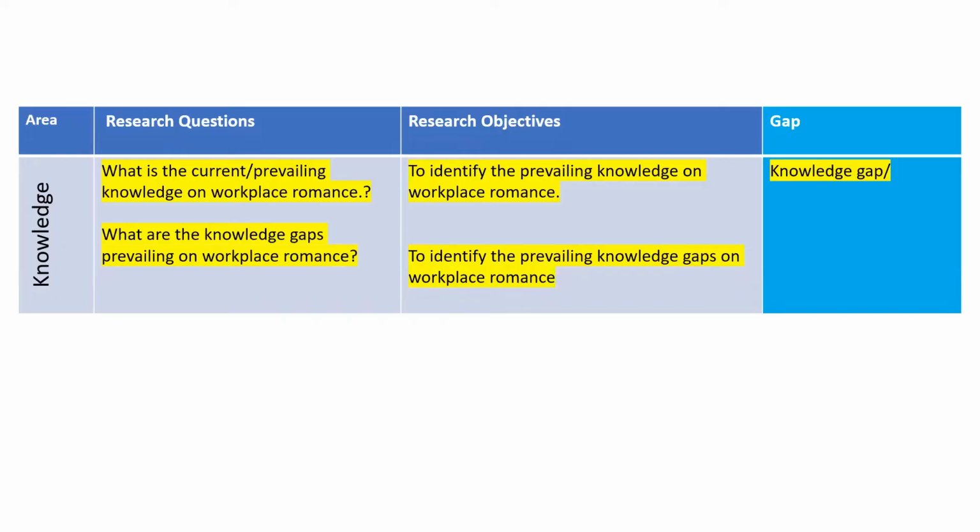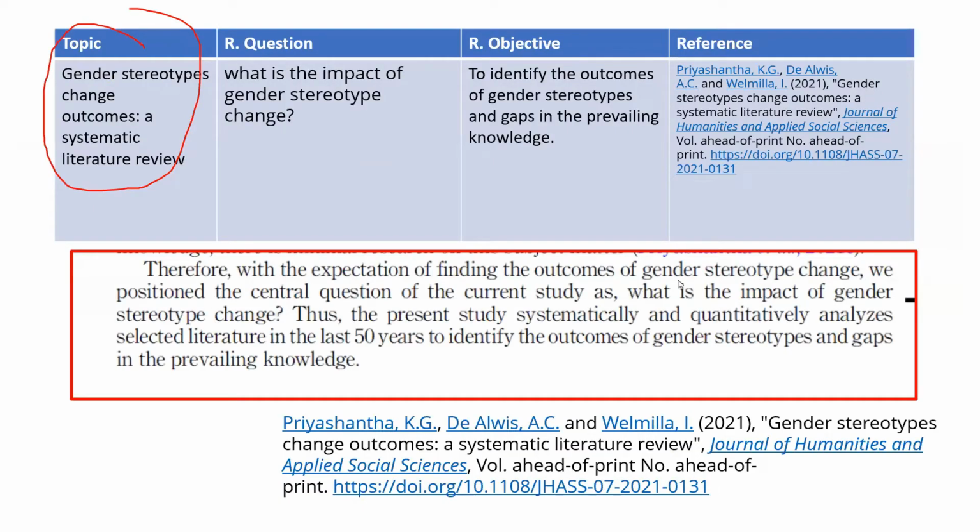So those are the research questions and objectives, and we are targeting to find out the knowledge gap, right? Likewise, we can find the theoretical gap, the contextual gap, the empirical gap, and the seminal author gaps. So different gaps can be identified in a systematic literature review. We are supposed to find out the current knowledge and gap, and here I'm going to find out the knowledge gap on workplace romance.